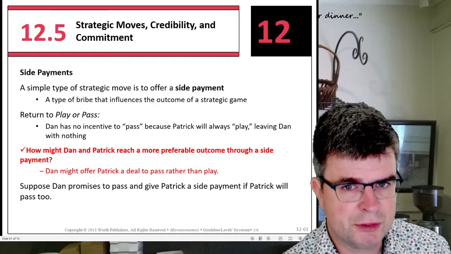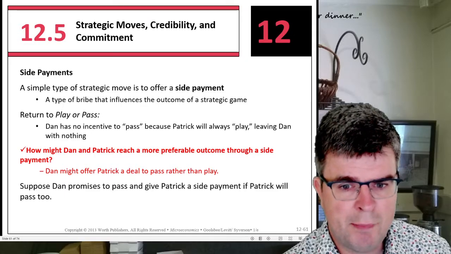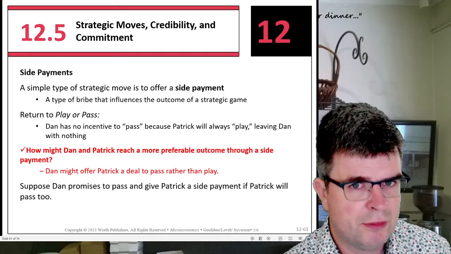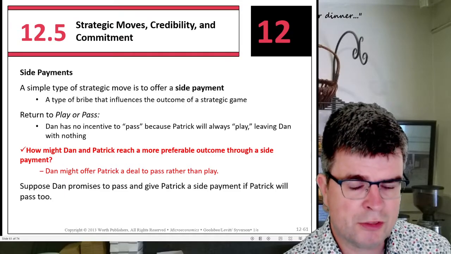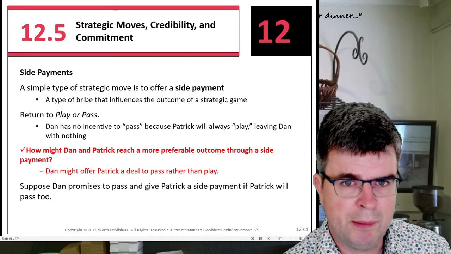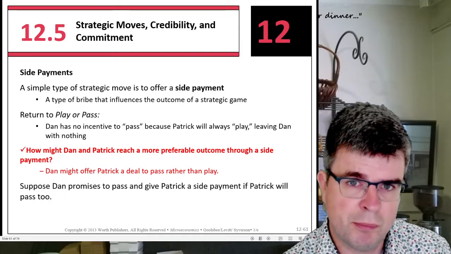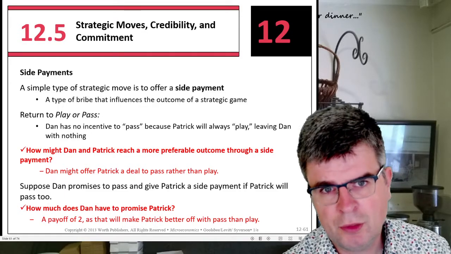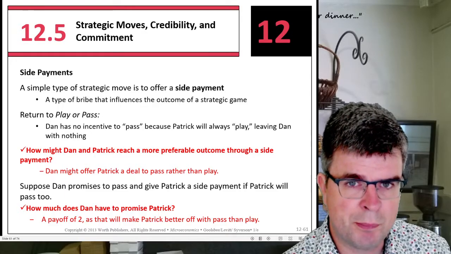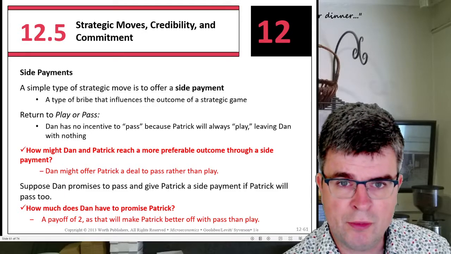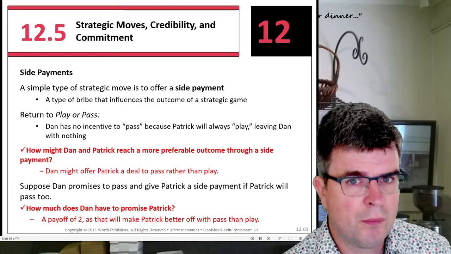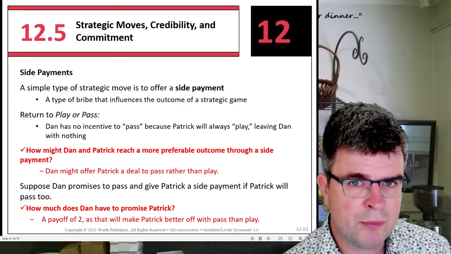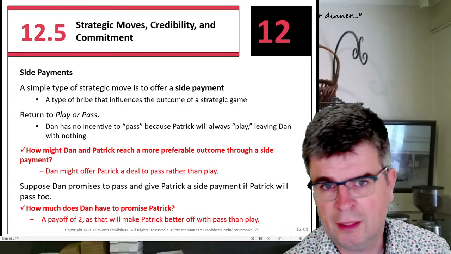Suppose that Dan promises to pass and give Patrick a side payment if Patrick will pass too. So Dan tells Patrick, look, I will pass, I promise you, and if you pass as well, then I will offer you a side payment from my 11 that I will receive if we both pass. That will change the final outcomes of the game. And then the question is, how much does Dan have to promise to Patrick in order for Patrick to get the right incentive to pass? The solution is that a payoff of 2 will do, as that will make Patrick better off passing than playing.